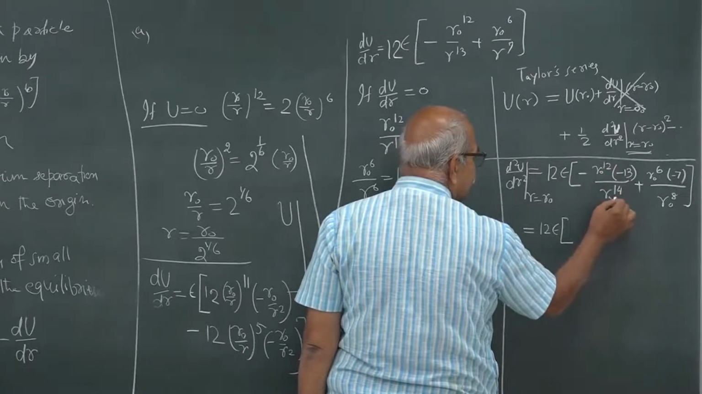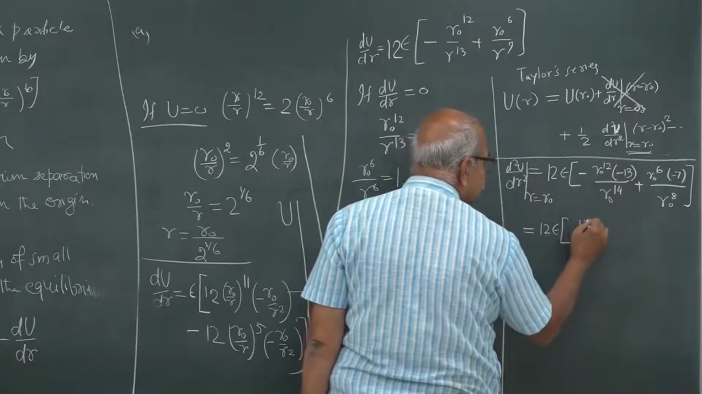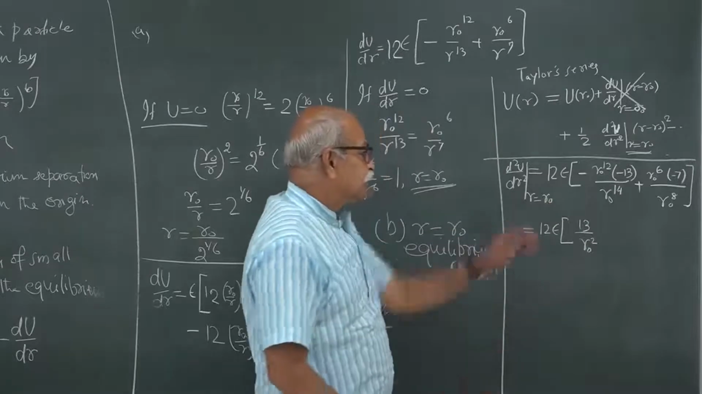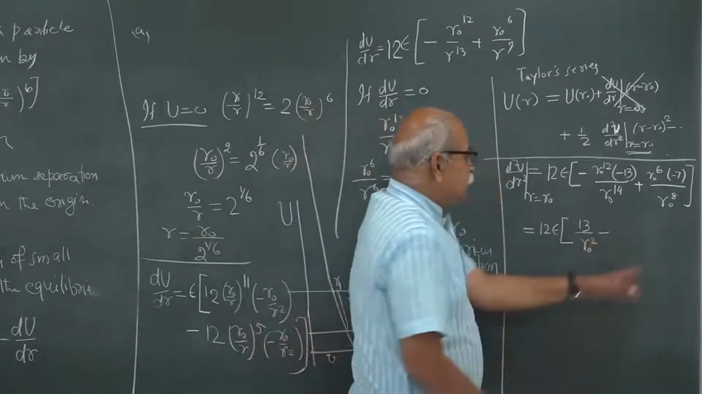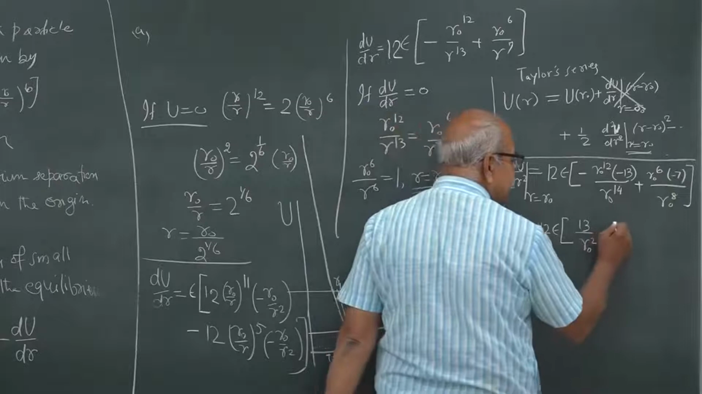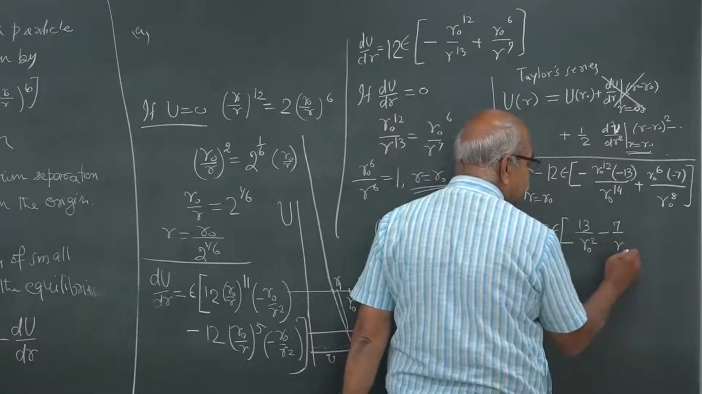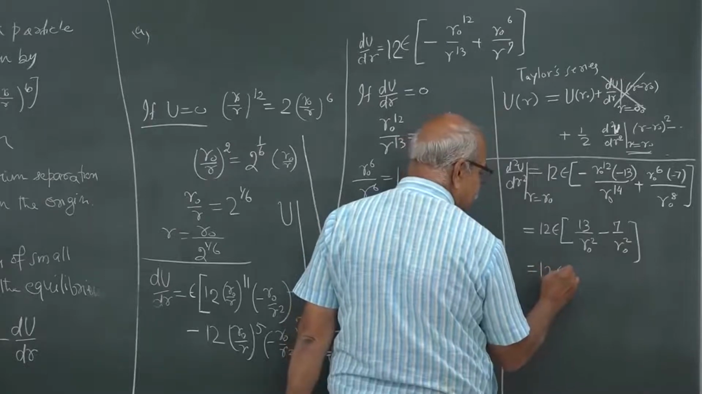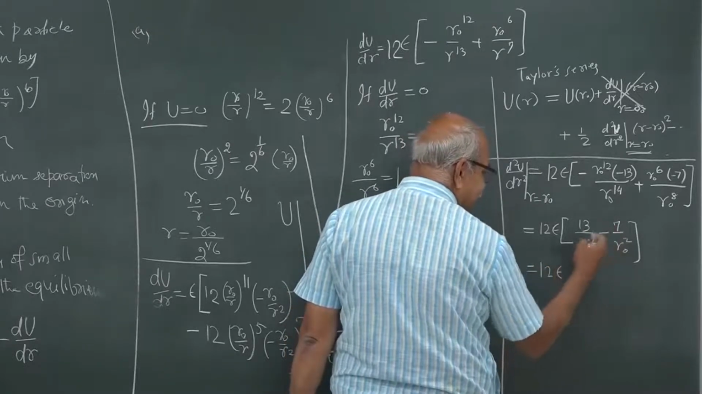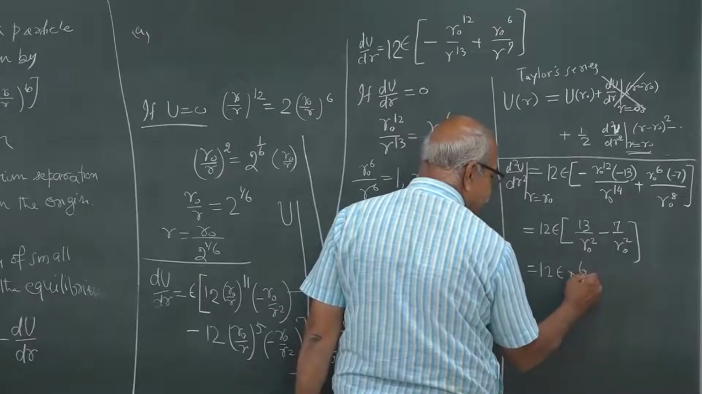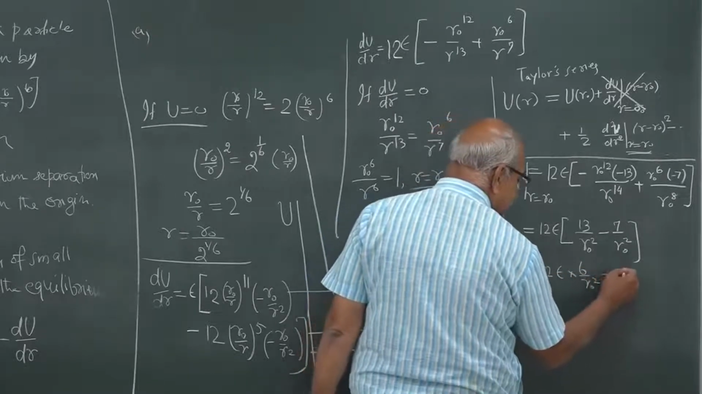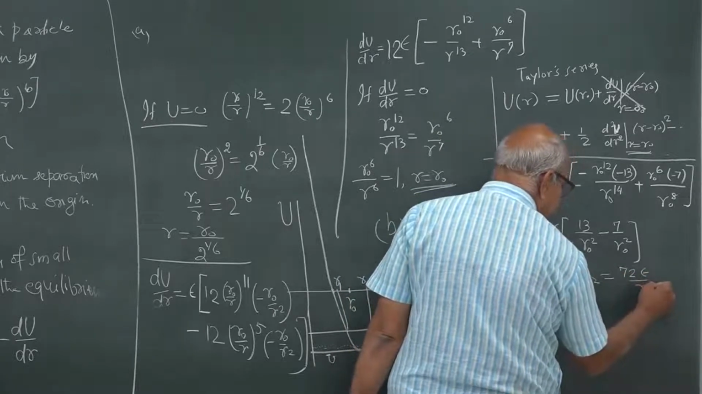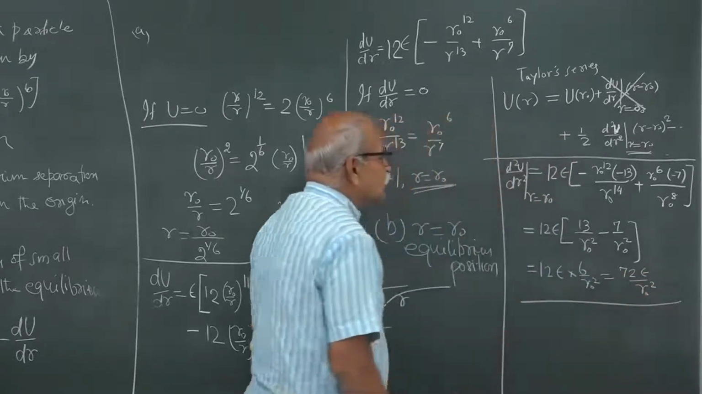So, it is r naught to the power 2. So, it is 13 divided by r naught square, the first term. The second term is minus here and 7 here and divided by r naught square. So, this is 12 epsilon into 6 divided by r naught square. So, it is 72 epsilon divided by r naught square.